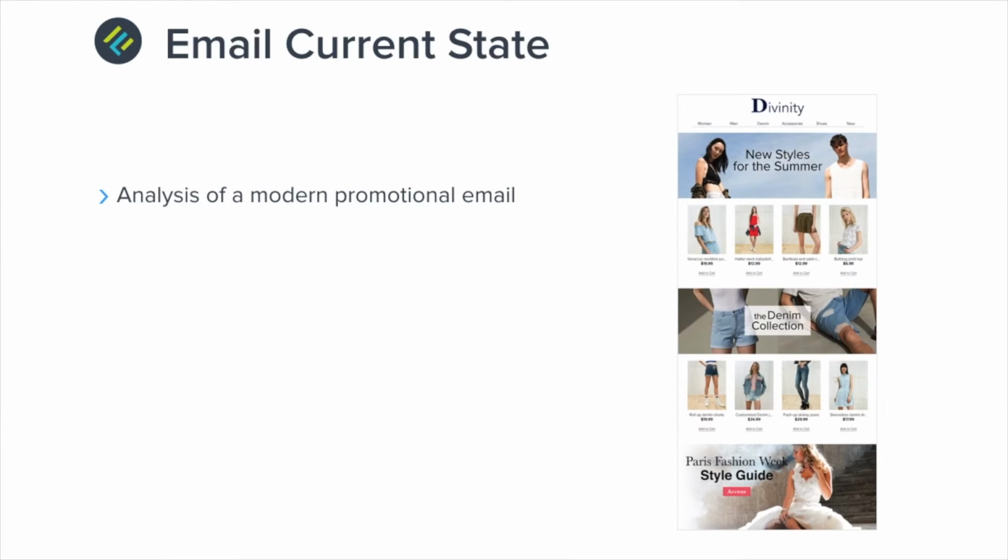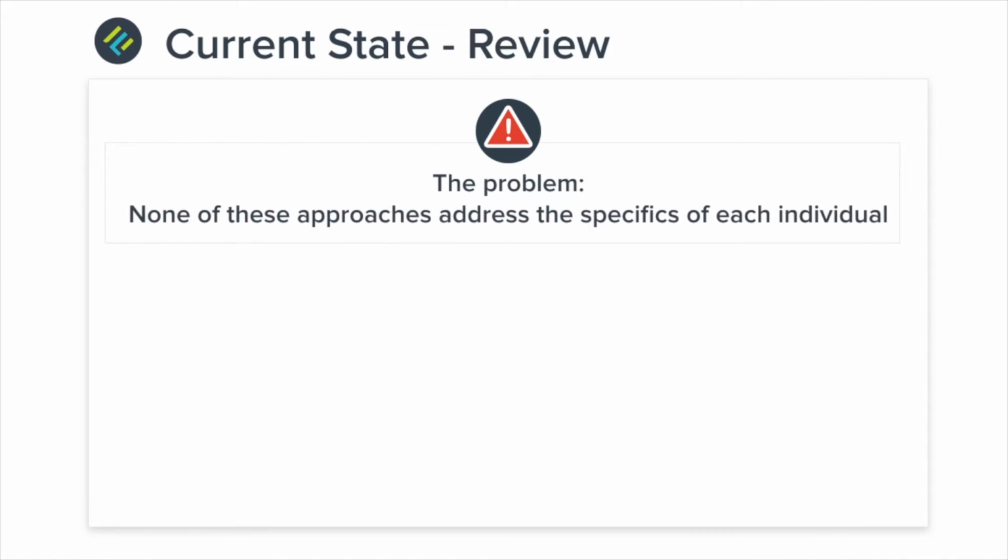So a common type of email today is what I think of as a beautiful layout with great graphics, and this is a typical example of that. So you have banners, you have maybe some products, and the reality is that with these sorts of emails, the content is still almost always hand-picked, and maybe there's a little bit of content swapping. So at the end of the day, the customer still isn't hearing that you are speaking to them as an individual. They're really seeing, here are the products that you have to offer, and it's not really individualized. So to review the current state, the problem is that none of these approaches address the specifics of each individual.